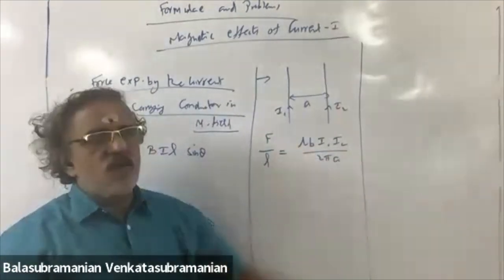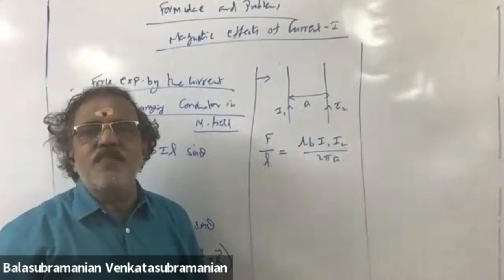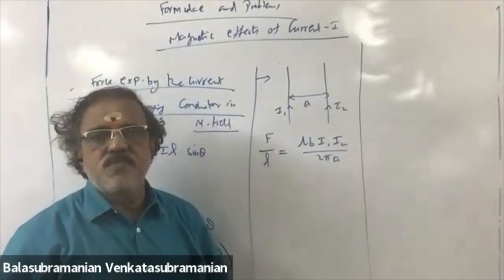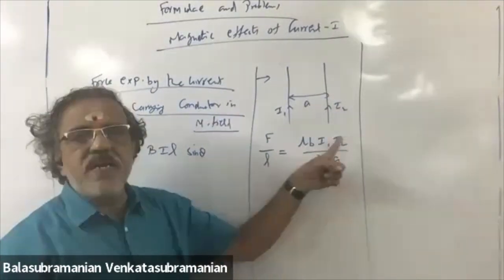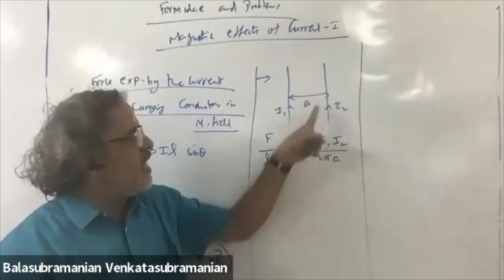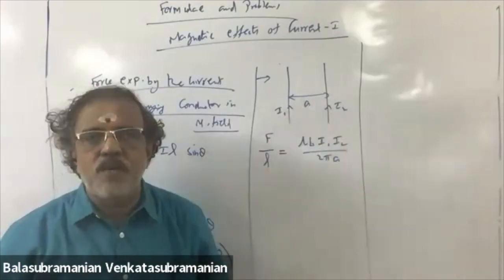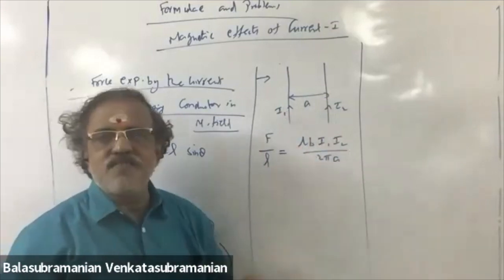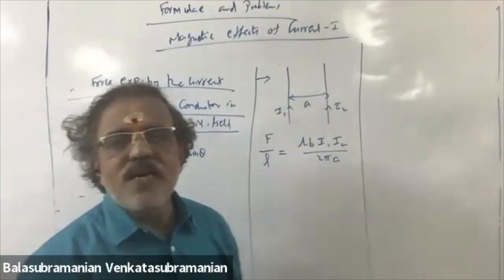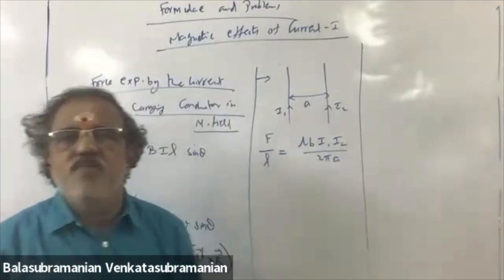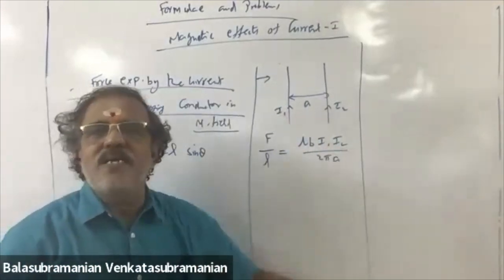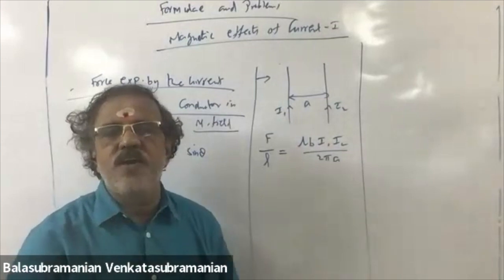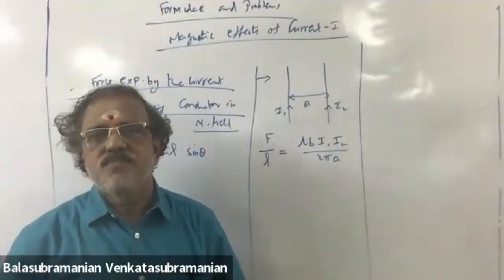Using this derivation only, we are defining the term ampere. I1 is 1 ampere, I2 is 1 ampere, and the distance between them, you call it 1 meter. Then 4 pi into 10 power minus 7 is substituted. You will get 2 into 10 power minus 7 Newton per meter length. From that only we are defining ampere.